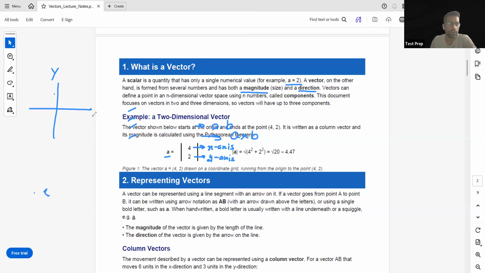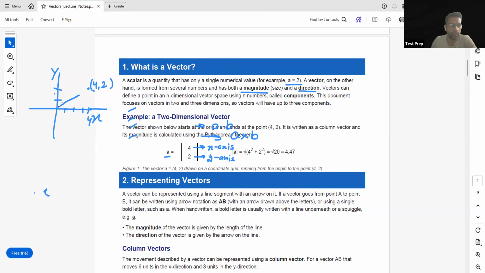This is your y-axis, this is your x-axis. A is equal to 4 and 2. So 1, 2, 3. x is 4 and y is 2. So the point will be this one, 4 and 2. Now the 4 represents the x-axis and the 2 represents the y-axis.